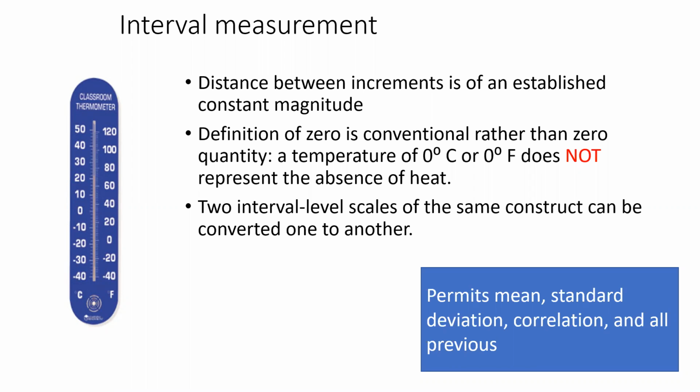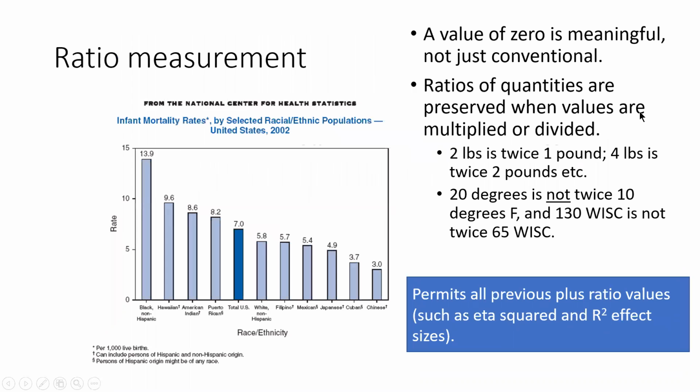Although 0 is arbitrary, because you have this scale with even increments, you can calculate things like mean, standard deviation, Pearson product moment correlation, and all the things that you've been able to calculate before. And then we get to what we call the highest level of measurement, which is ratio measurement. In ratio measurement, you take all the characteristics of the previous levels of measurement, and you add in that a 0 is not just conventional.